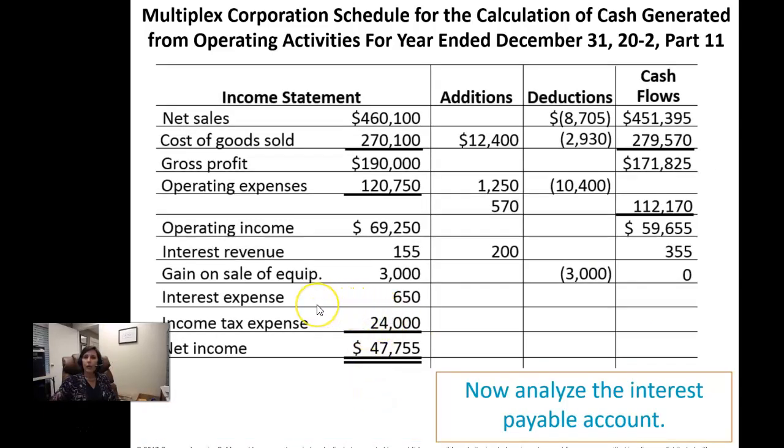We're now going to move down to this interest expense. And in order to figure out what to do with this, we need to analyze our interest payable account.